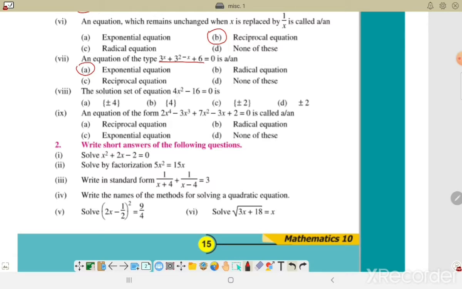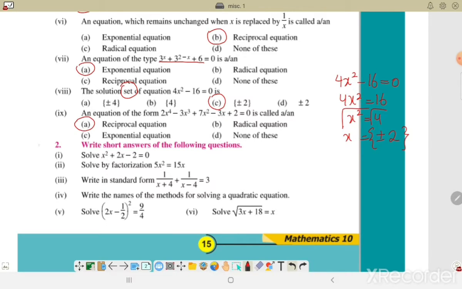The solution set of this equation, 4x squared minus 16 is equal to 0. We just have to solve it. 4x squared is equal to 16. I'll take the under root. x is equal to plus minus 2. Since they have asked for the solution set, we have to insert it into brackets. So C is the correct option. An equation of this form is called the reciprocal equation.